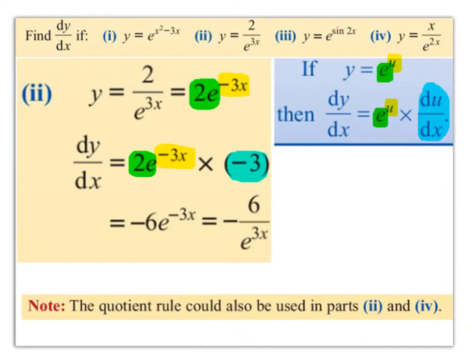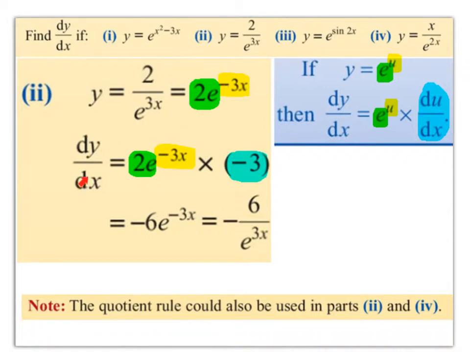Find dy dx if y is equal to 2 over e to the power of 3x. So the first thing we want to do is rewrite this. So we don't want a fraction. So we're going to change the fraction into a negative index. So the 2, which is the numerator, comes down in front. Because it's 2 over, we end up with 2, and e to the power of 3x becomes e to the power of minus 3x. So we're using one of our laws of indices to rewrite this fraction as a negative power. Now we can differentiate.